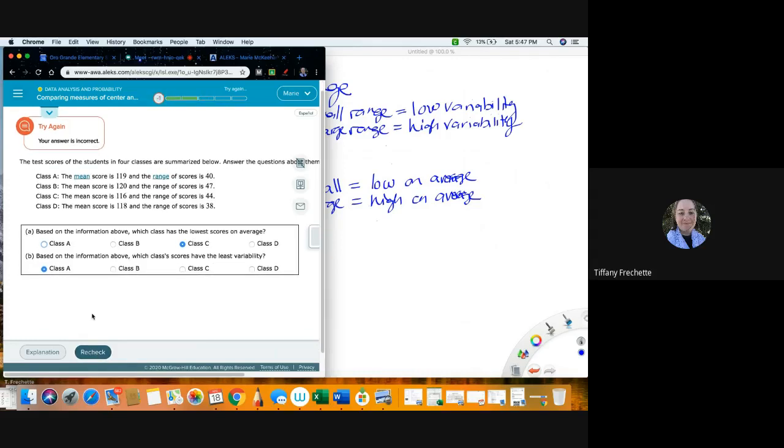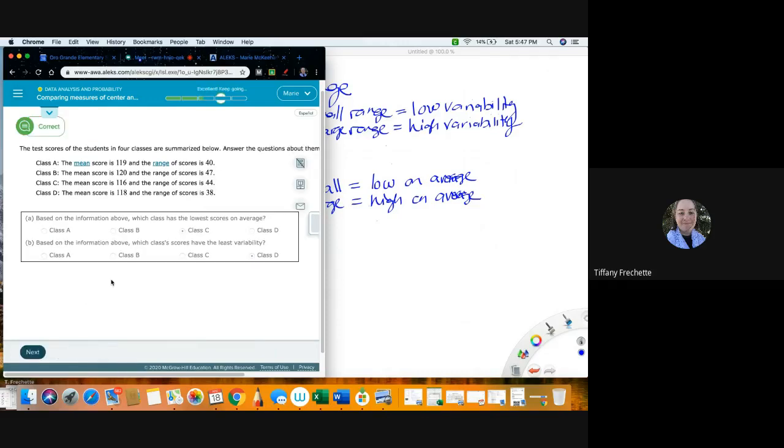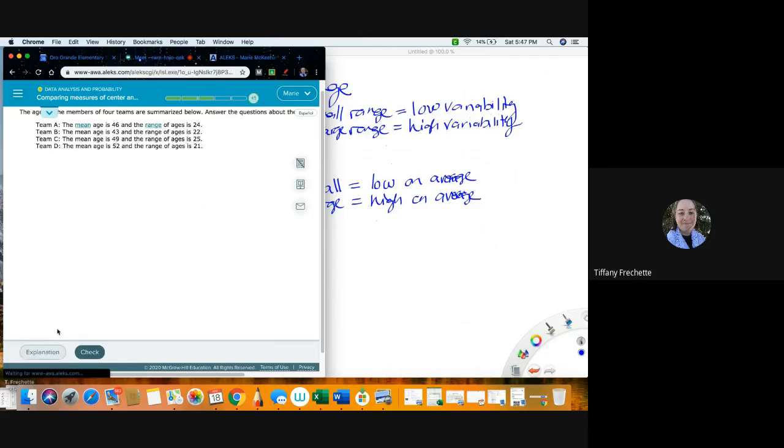Uh-oh, did I click one wrong? Let's see. Have a low variability, so that would be class A. Oh, darn it. 38 is smaller than 40. That was just my eyes playing tricks on me. So the 38 is definitely smaller than 40 for class D. That was just a silly mistake there. All right, one more then.